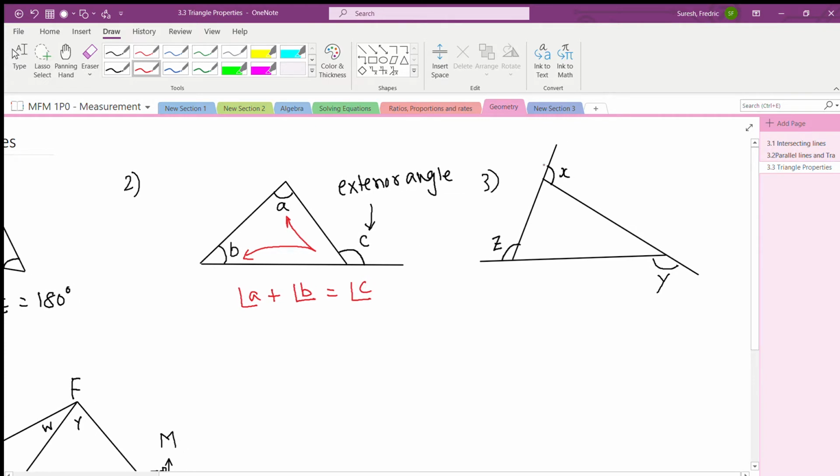In the third idea here, what I did was extend each side of the triangle out like that. Just stretch it out and stretch it out and stretch it out, and I got three exterior angles. So the three exterior angles always add up to 360 degrees.